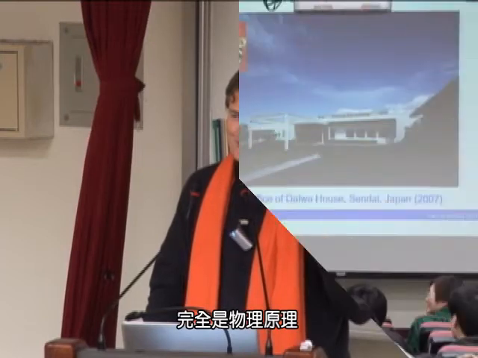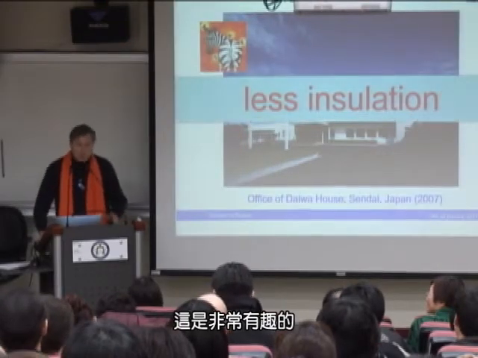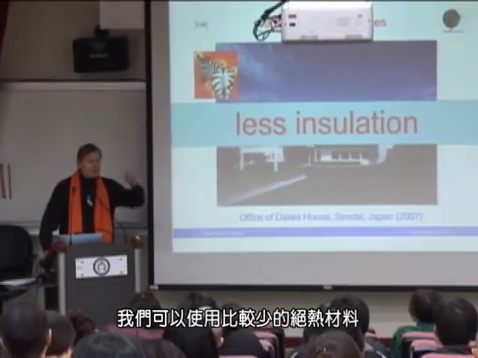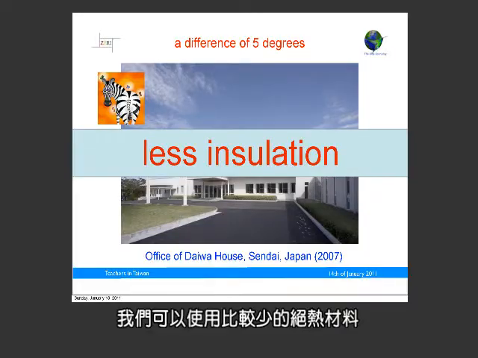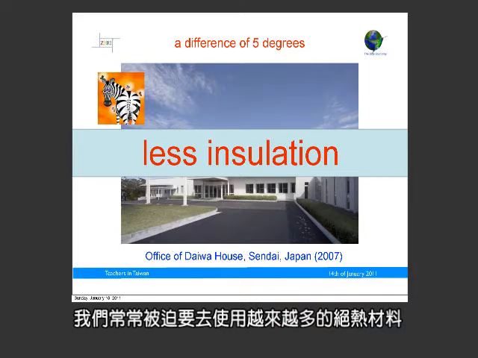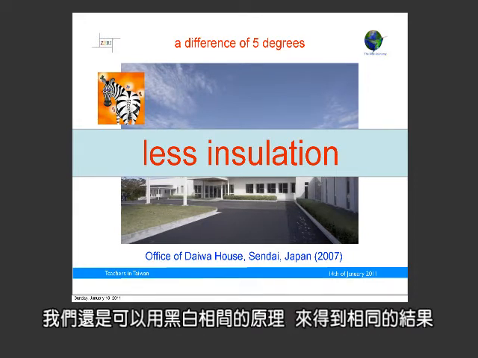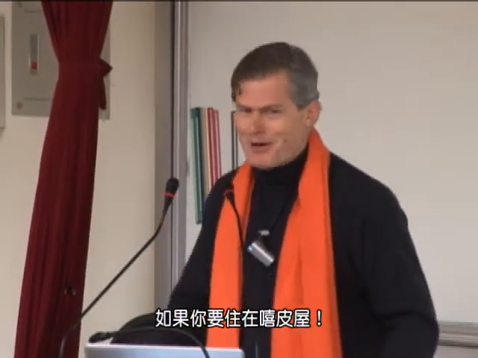Now the beautiful thing of it is no moving parts, no chemistry, pure physics. This is very interesting because now we can do something that's out of the box. We can use less insulation. Now we've been pushed to use more and more insulation, and now we can say with less insulation you have the same result provided you use black and white. It doesn't have to be black-white, it can be yellow-green, but maybe then you're in a hippie house.